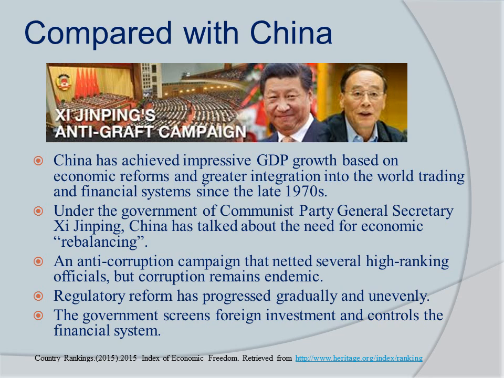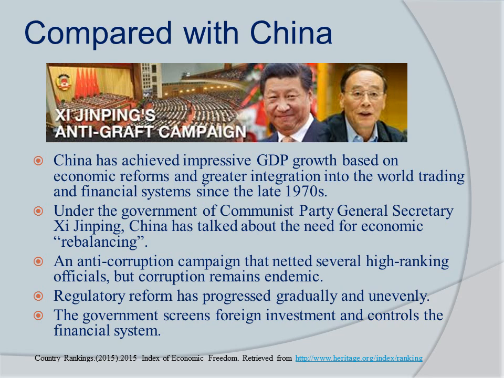Based on this point, I'm doing some comparison with my home country, China. China has achieved impressive GDP growth based on economic reforms and greater integration into the world trading and financial systems since the late 1970s. China has talked about the need for economic rebalancing. That means the shifting of power and wealth from state-owned enterprises and local governments to the household sector. But real change in power relationships has been hard to detect.